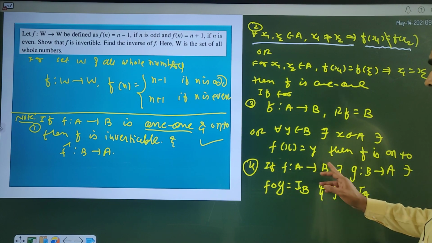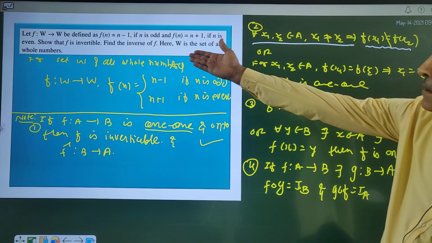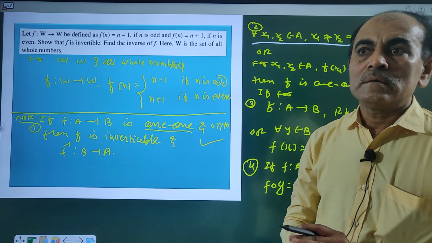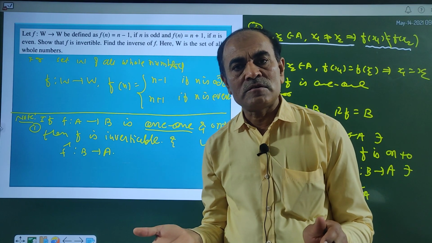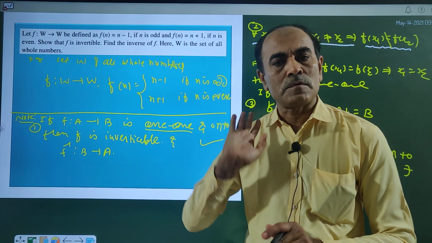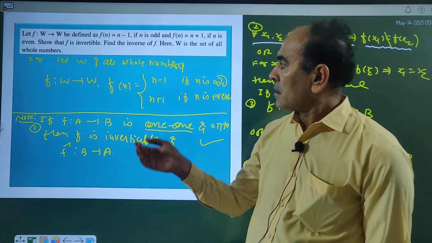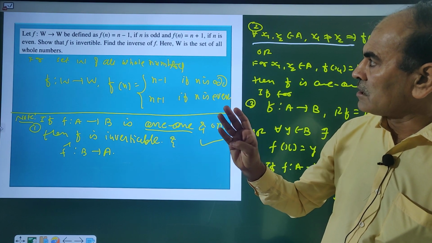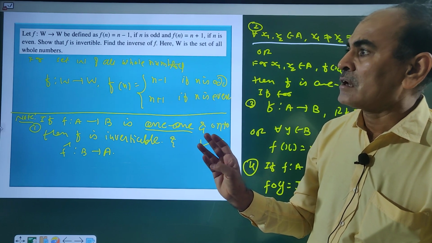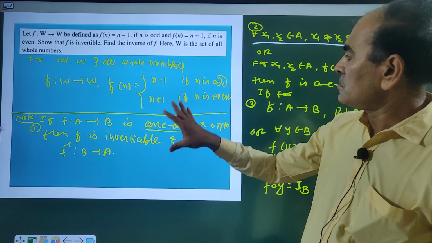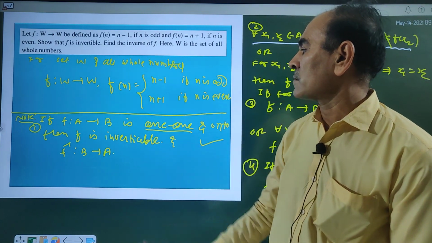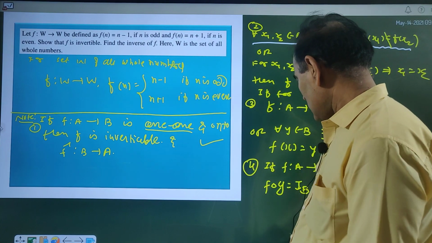Now here this method is not useful because the set of whole numbers is given to us. Whenever a function from R to R or Q to Q is given, use the second method. If a function from N to N, Z to Z, N to Z, whatever it may be, other than R to R and Q to Q, then use one-oneness and onto-ness to check whether the given function is invertible or not. Clear? Yes. Now let us see here.